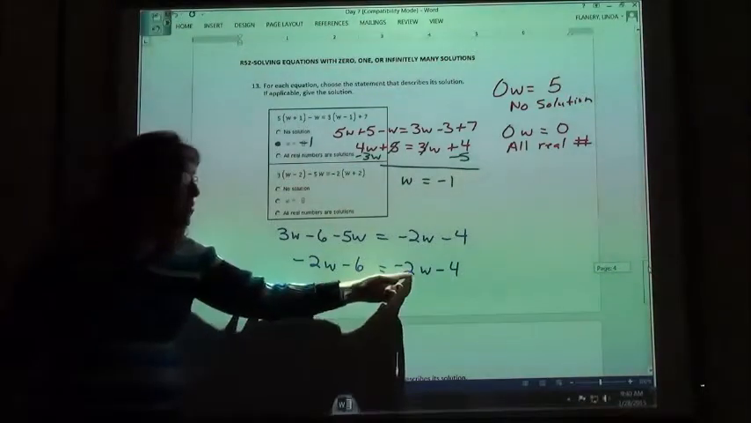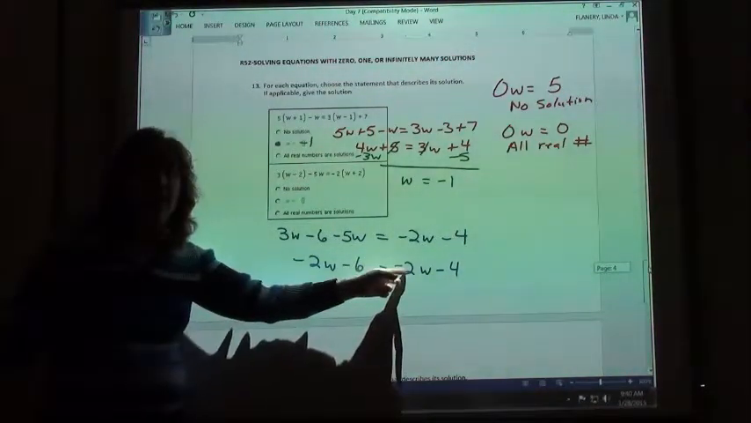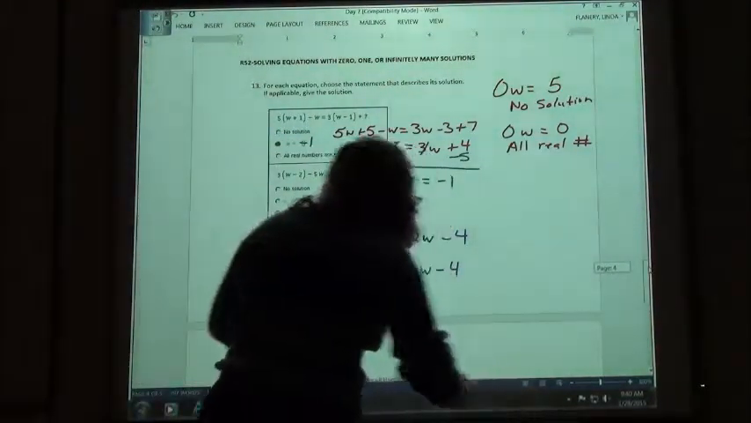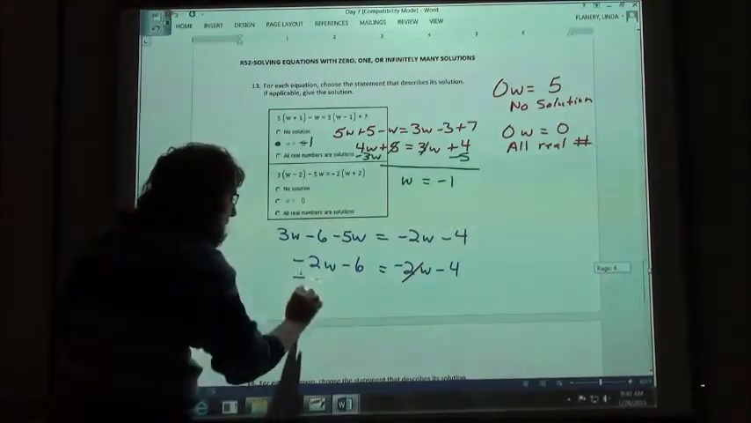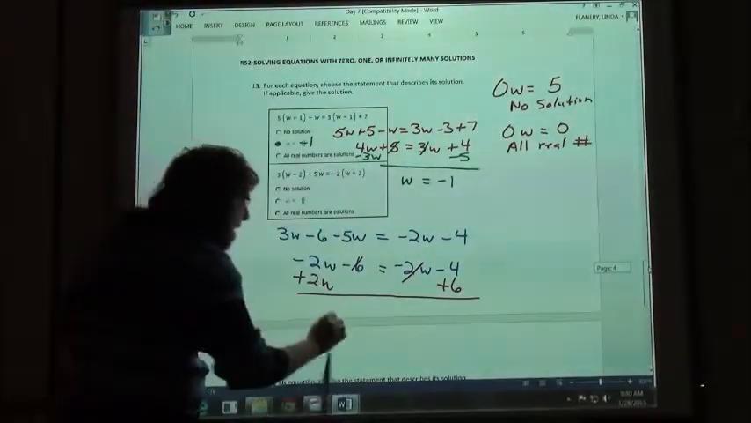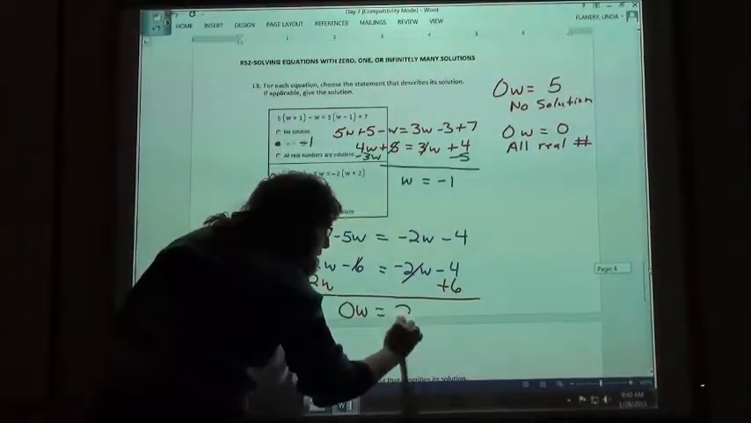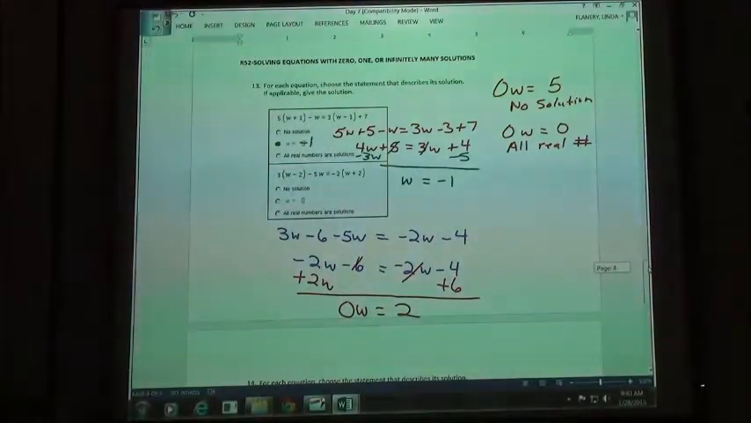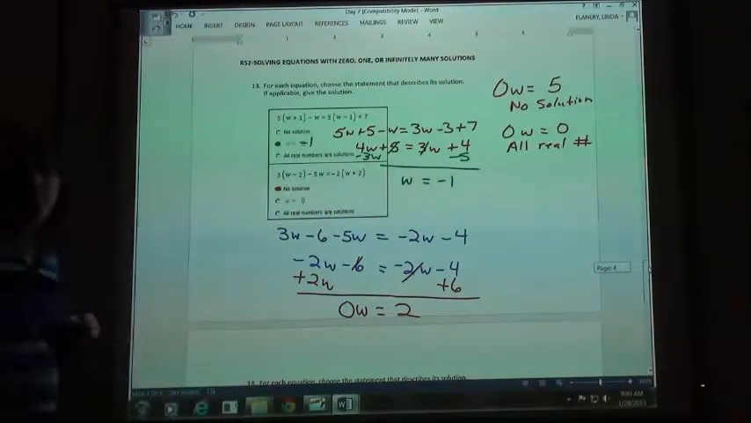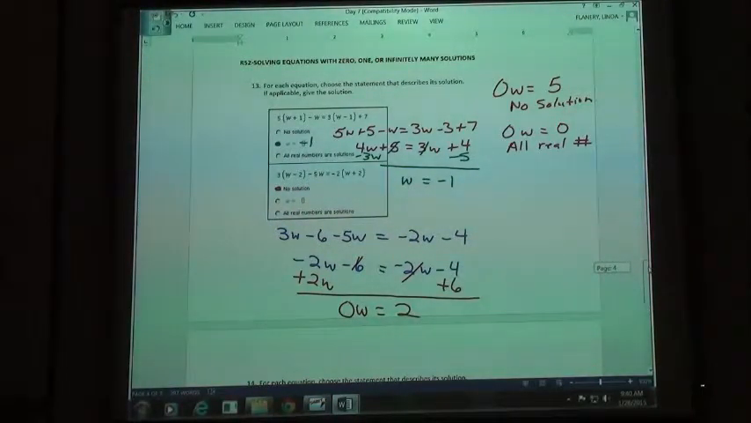Now I can see here that my coefficients are exactly the same. It's going to be one of those special cases. So if I just go ahead and solve it, I add my 2W and I add my 6, and I get 0W equals 2. So if I get 0W equals 2, which one of those choices should be my answer? No solution. I can't take 0 times anything and get an answer of 2. So no solution.